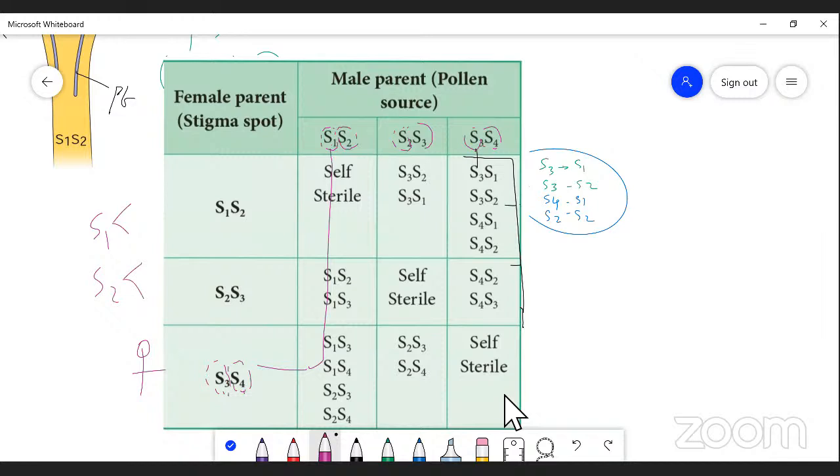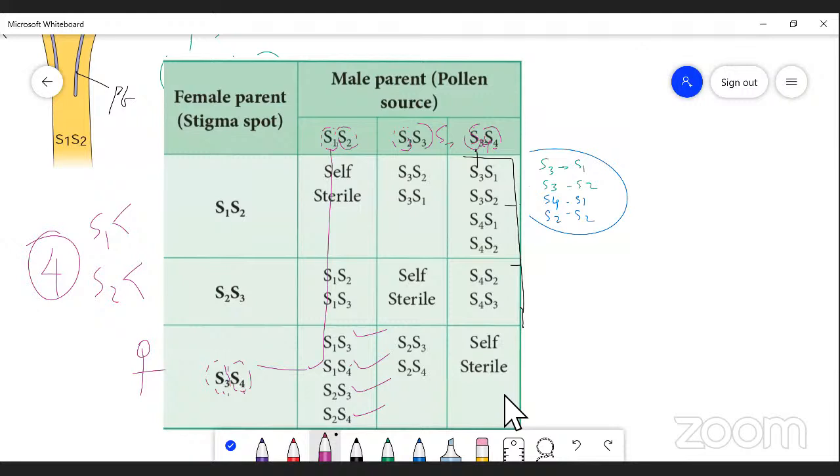So let us get S1, S3 one progeny, S1, S4 one progeny, S2, S3 one progeny, and S2, S4 another. So it is possible to obtain 4 progeny. All the 4 progeny are in heterozygous condition, so they don't have self-sterility, right? Even though we obtain 4 progeny in the fusion of male S1, S2 with S3, S4, there is no possibility of self-sterility, because all the alleles are in heterozygous condition.